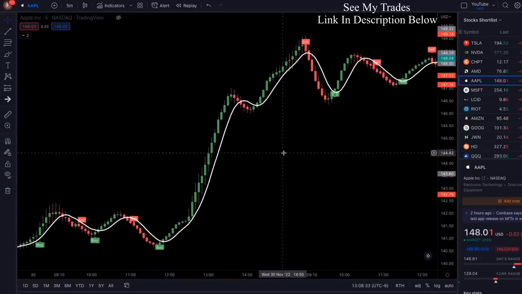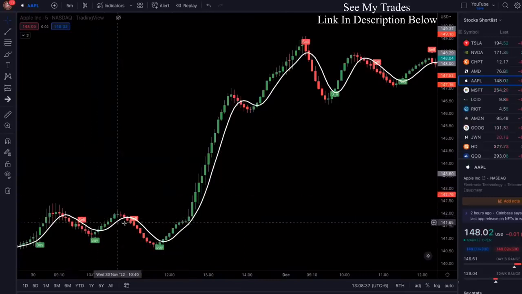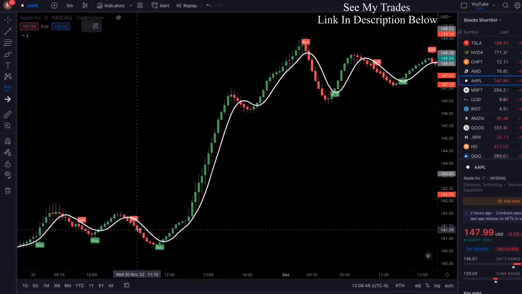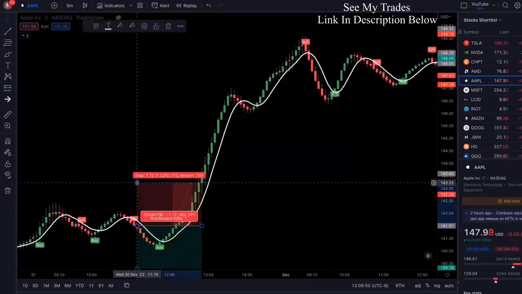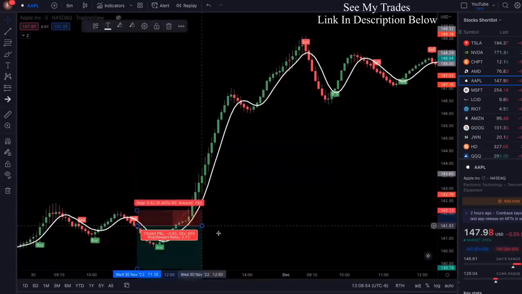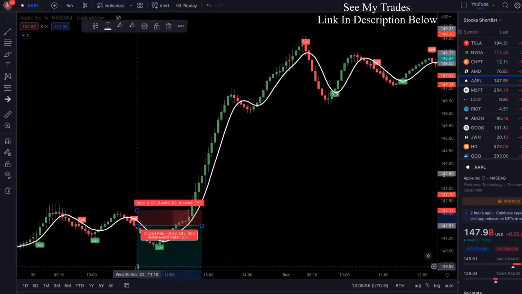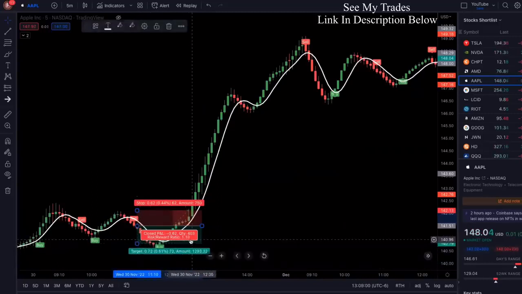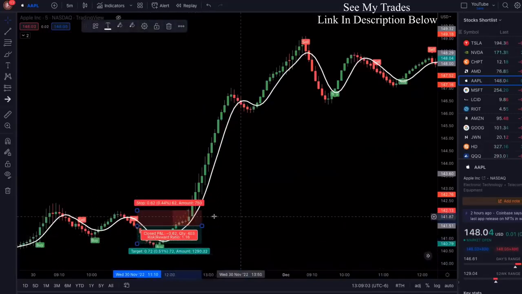And for the sell signal, again, the exact opposite: you wait for the price action to be below the line and you get a sell signal. So you get a sell signal right here. Recent swing high on that. And when you get a green candle right here, that's a 1 to 1.16 risk to reward.